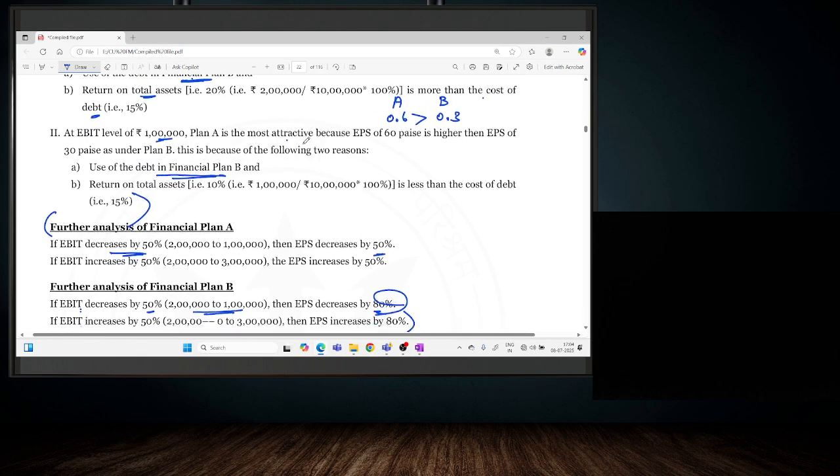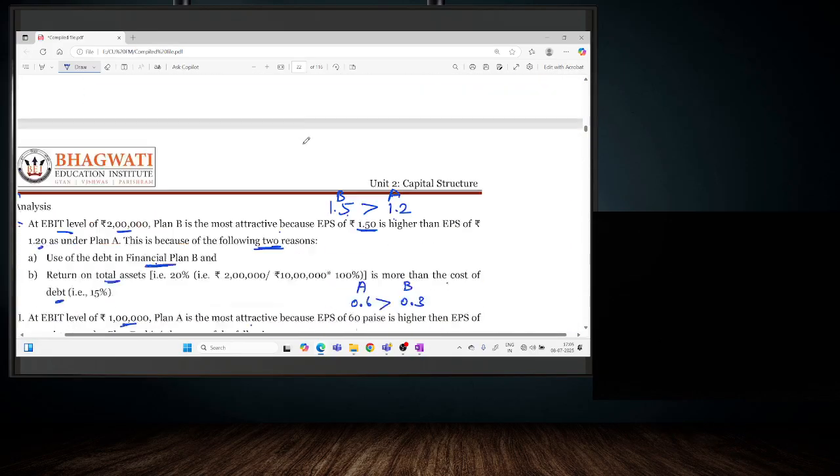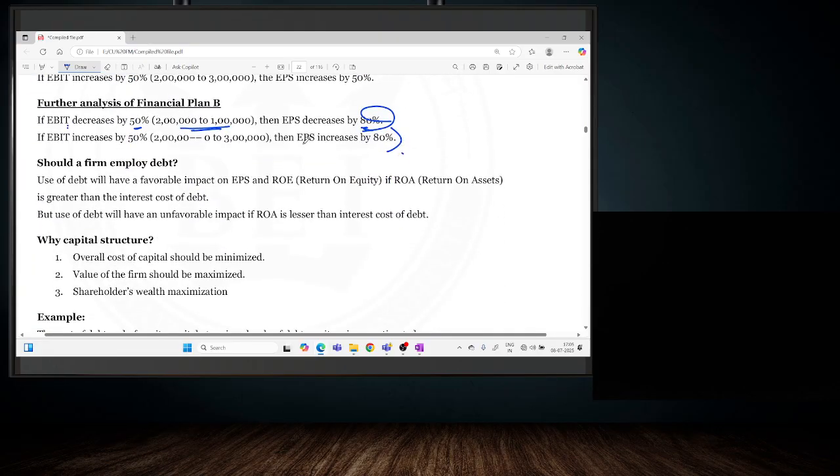Now, what is important is, the ultimate objective of doing this question at the beginning of the chapter is to answer this question: should a firm employ debt or not? Use of debt will have a favorable impact on EPS and return on equity if return on asset is greater than the interest cost of debt. So, if return on asset is greater than KD, the company should use debt in the capital structure. If return on asset is less than cost of debt, better to avoid debt in the capital structure.